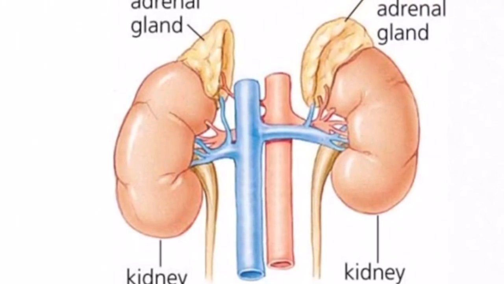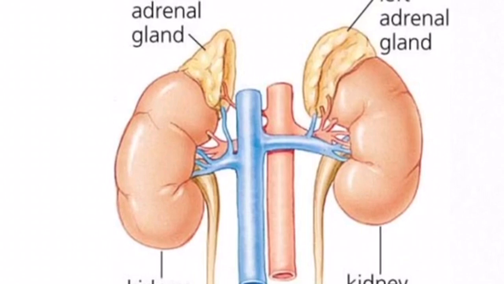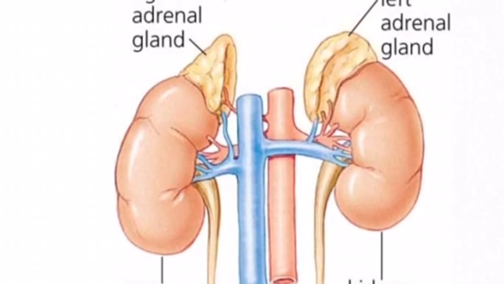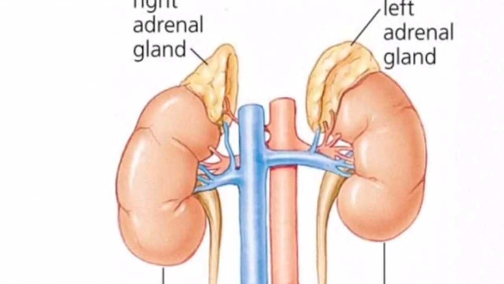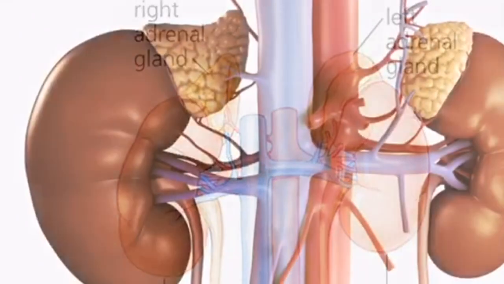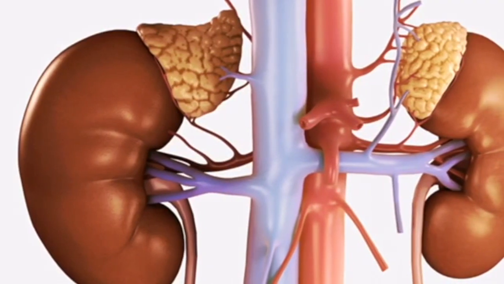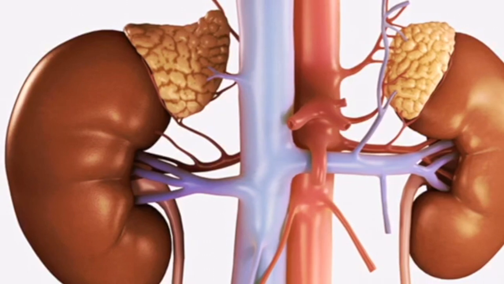What is the name of your gland? I have the adrenal gland. Where is it located? They are located on top of each kidney. Their name directly relates to their location. Ad, meaning near or at, and renes, meaning kidneys.